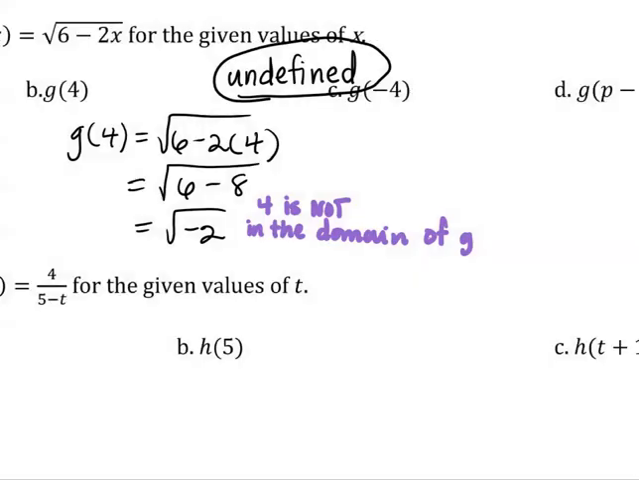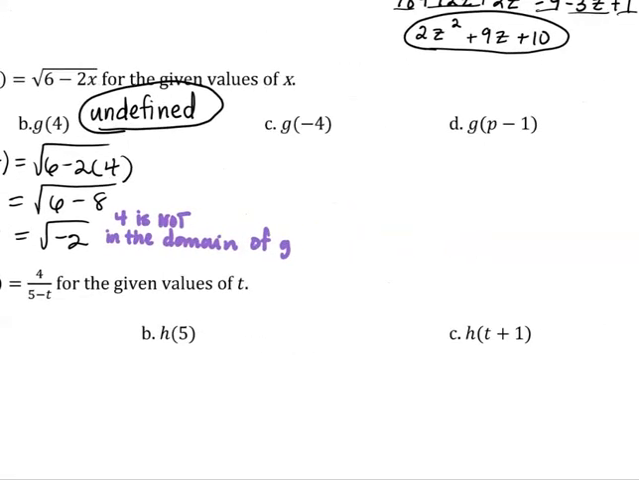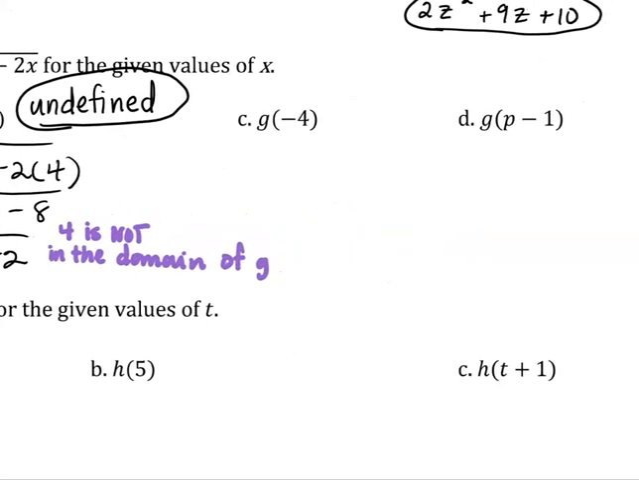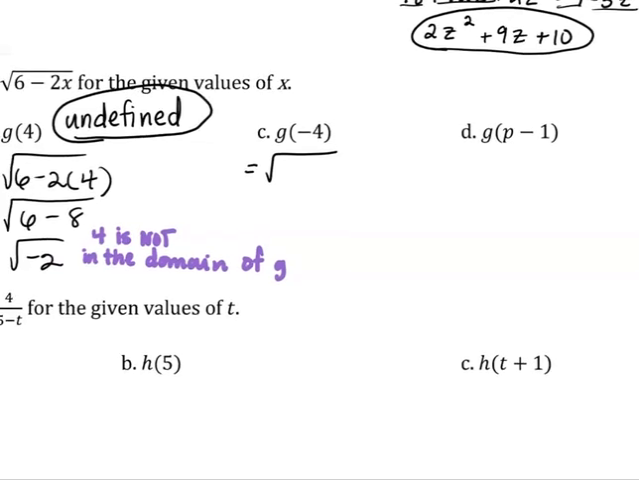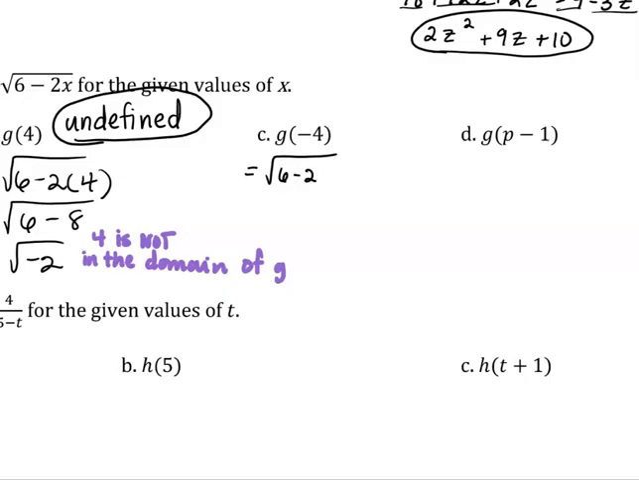So this time I'm going to be plugging negative 4 into the function. So I would have the square root of 6 minus 2 times negative 4. The negative 2 and the negative 4 will come together to give us a positive 8. So we get the square root of 16, which is defined because 16 is positive.